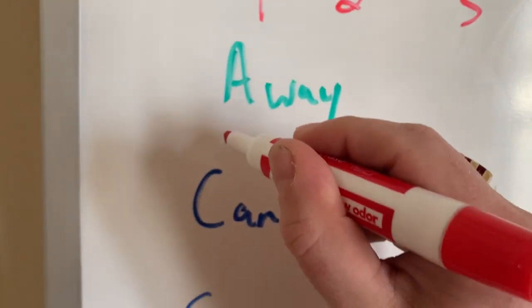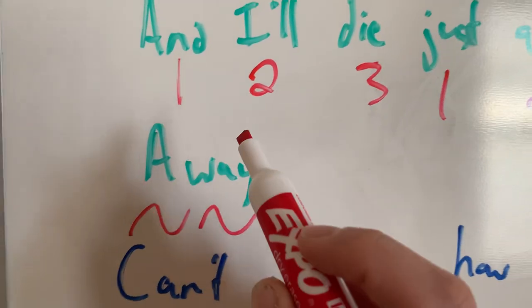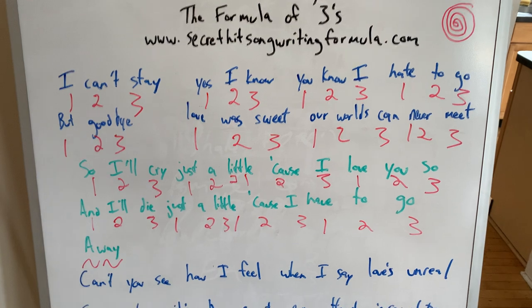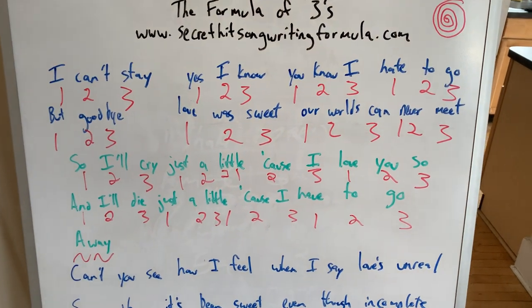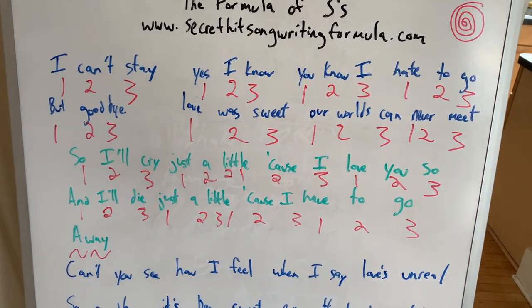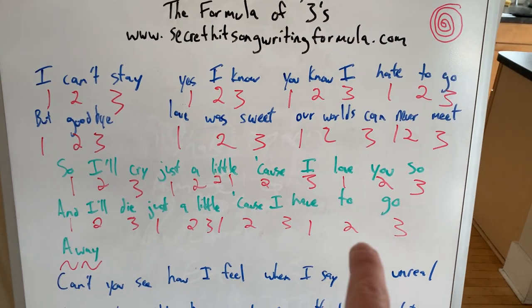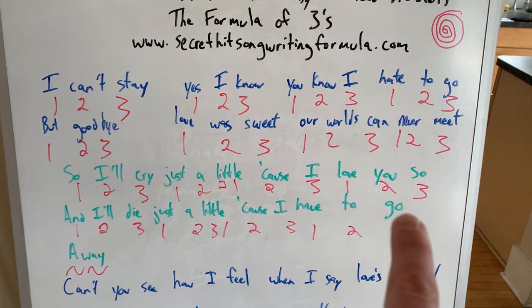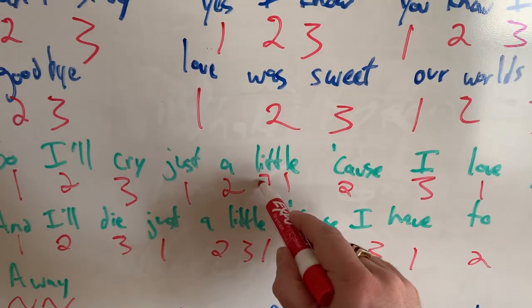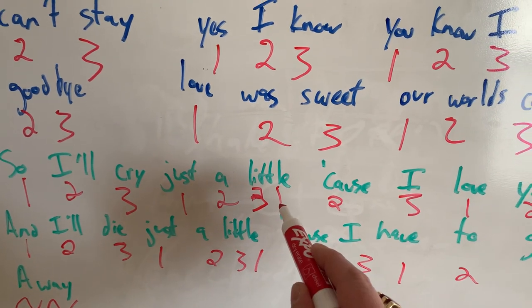And then he gets to "away," which is my symbol for insignificant syllables, okay? 2 syllables that are insignificant. They don't count toward the formula. But if you look at the other 2 lines in our chorus, "So I'll cry just a little 'cause I love you so." And then you look at the line that's perfectly rhythmically congruent to that. "And I'll die just a little 'cause I have to go." Those 2 phrases are perfectly congruent and they both perfectly group into 3 syllabic phrases. Okay, so the word "little," that's a 3 there, just to be clear. We have the 3rd syllable from there, and then the new syllable count starts there in the middle of that word.